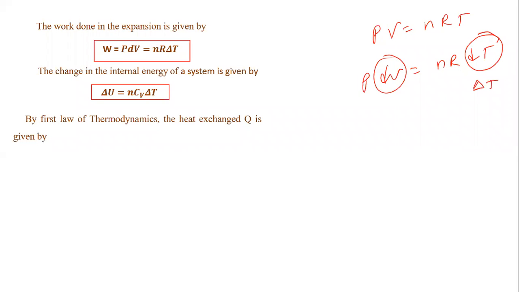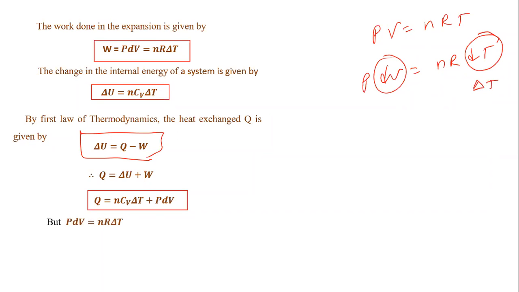By the first law of thermodynamics, heat exchanged Q is given by, you know the first law of thermodynamics, delta U is equal to Q minus W. So Q is equal to delta U plus W. Let me substitute here Q and W. So we get this formula for Q. But PdV you can write as n into R into delta T also. So we substitute, and we get a different form of this equation.